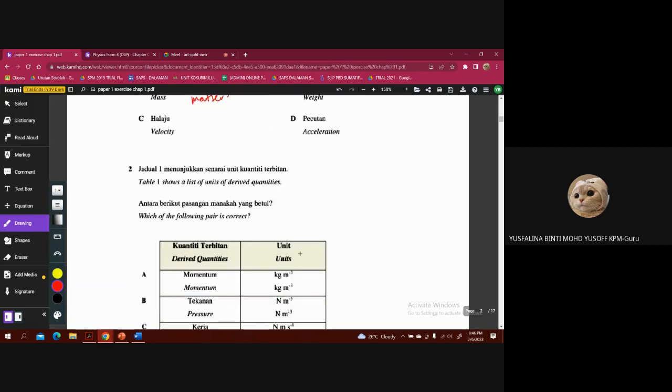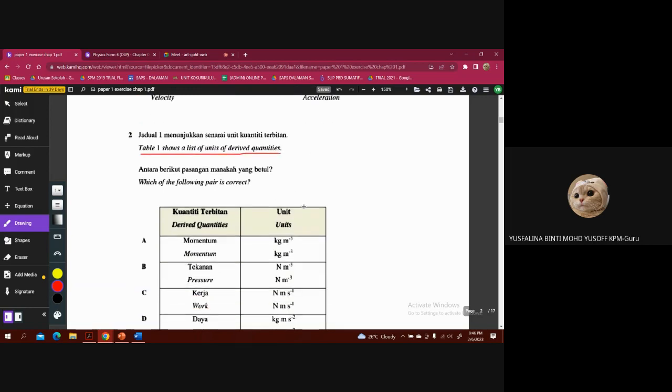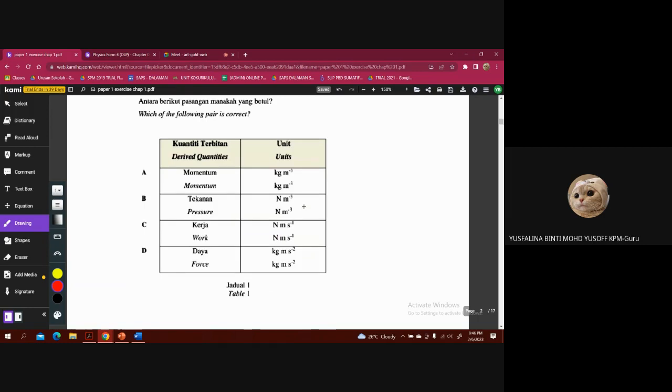Okay, for number 2, Table 1 shows a list of units of derived quantities. Which of the following pairs is correct? To answer this question, the first thing you have to know is the formula. We know that momentum is p equals mv. The pressure is p equals F over A. The work is W equals Fs. The force is F equals ma. Now we try to derive the unit from the formula.